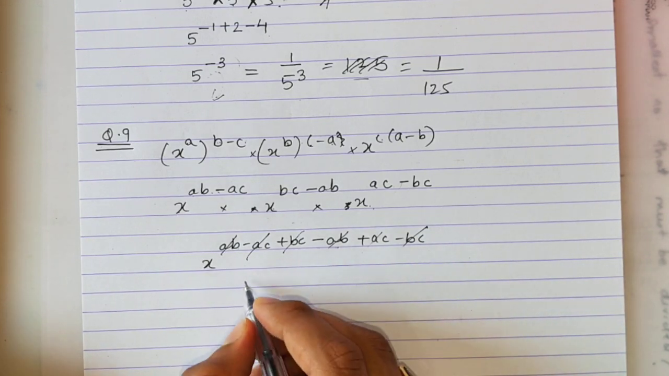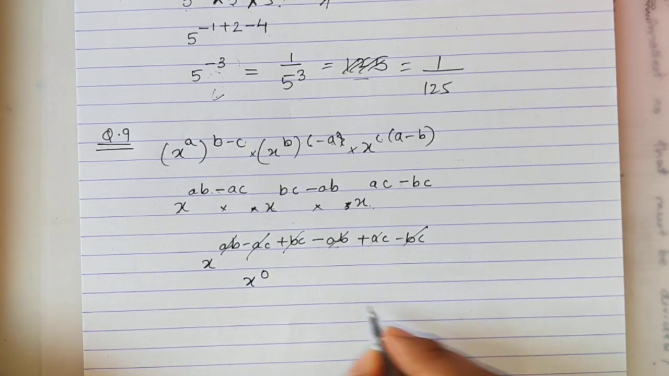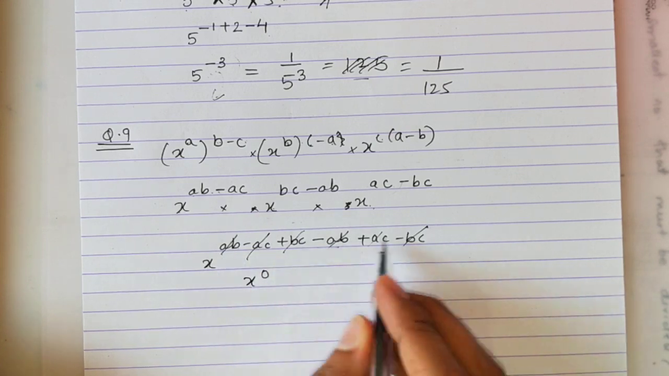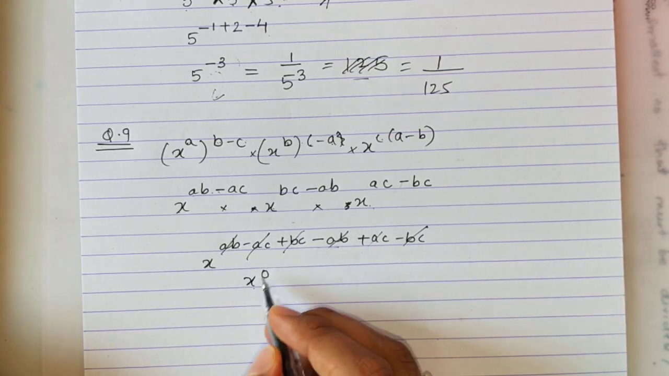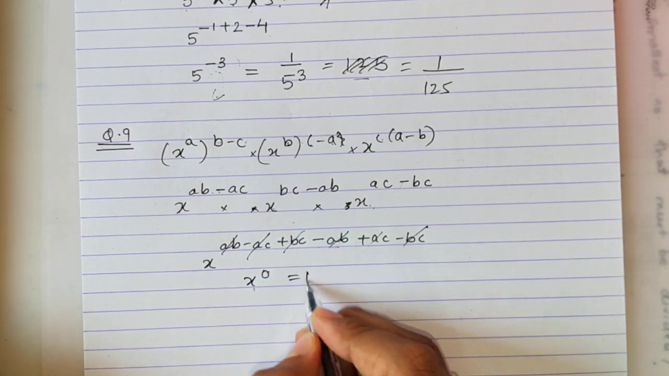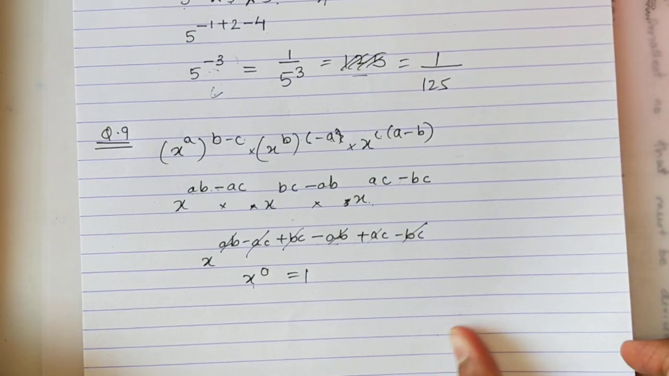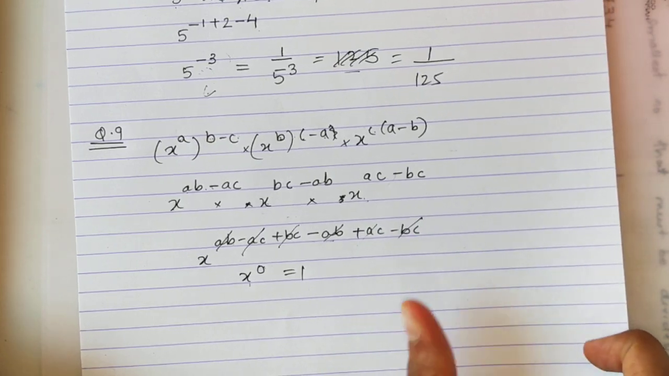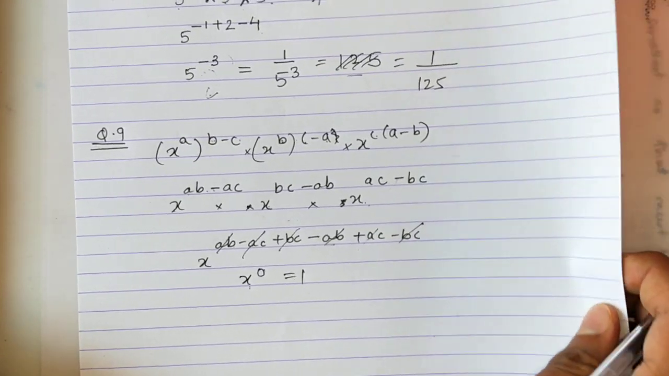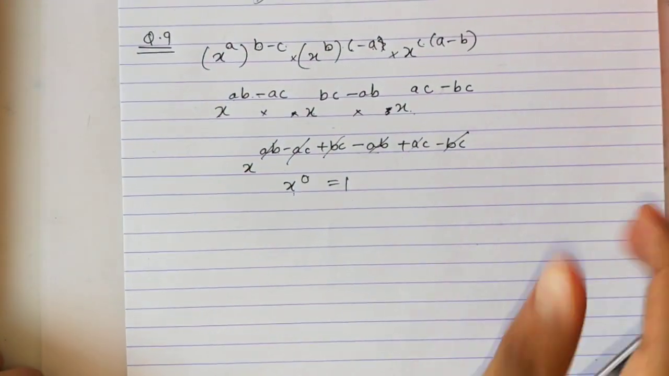So everything got cancelled, means it is x raised to 0, because 0 is remaining, and anything raised to 0 is 1. So our answer for this question is 1. Most of the times when you have this type of questions with variables only, the answer is 1. Copy this question.